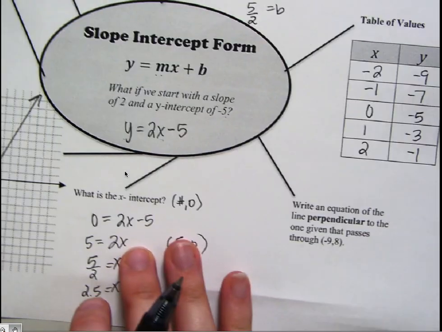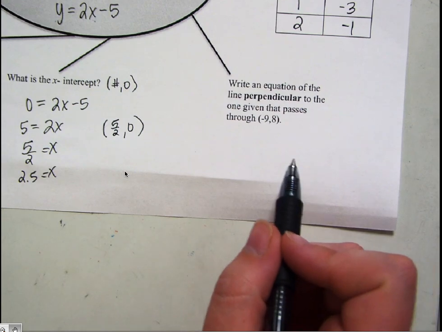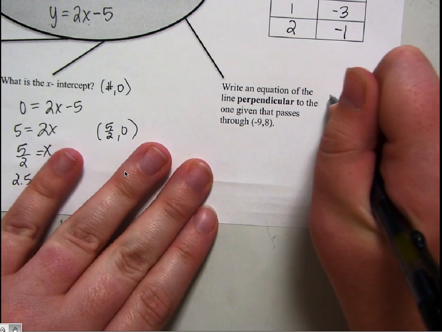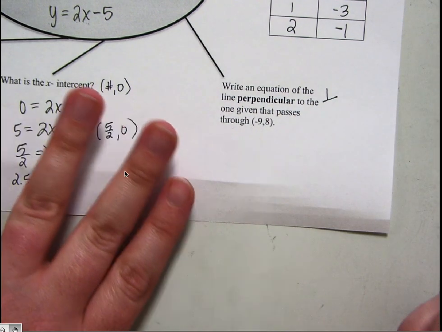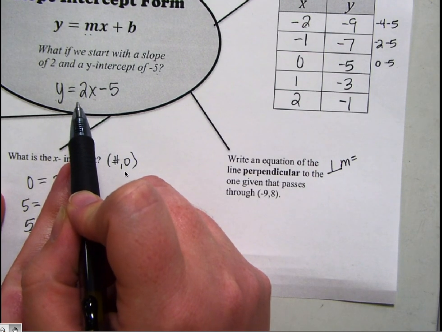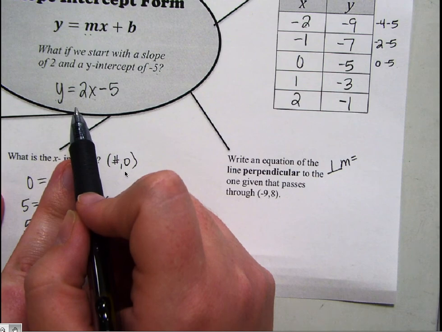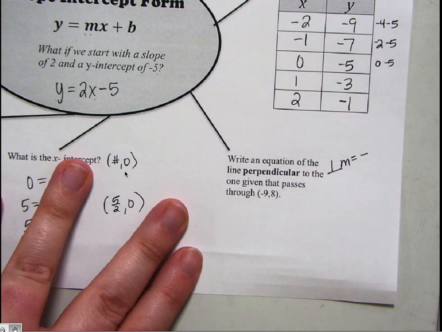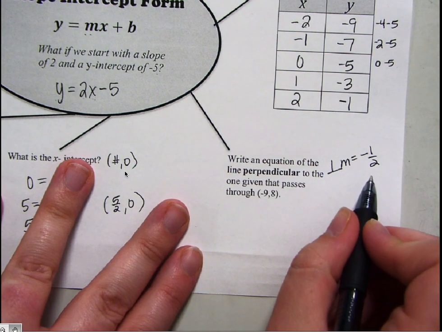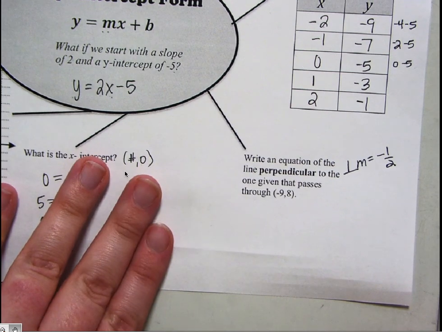Lastly, parallel and perpendicular. So write the equation of a line perpendicular to the one given that passes through (-9, 8). All right, what we want to do is start with our perpendicular slope. So our slope right now is 2. We want to do the perpendicular slope, which is the opposite reciprocal. The opposite is that it's negative, and then the reciprocal is that it's 1/2. So our new slope is -1/2, and we know that it passes through (-9, 8).